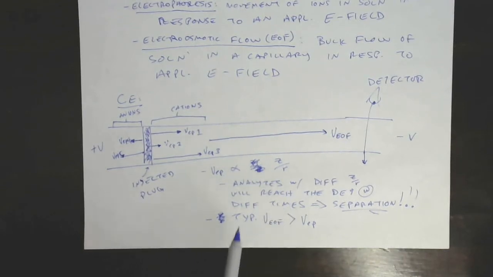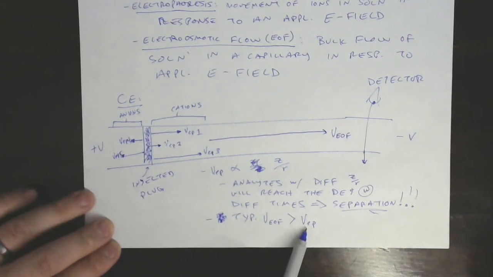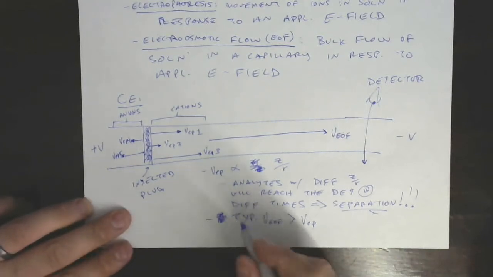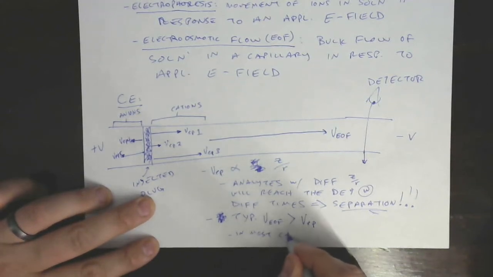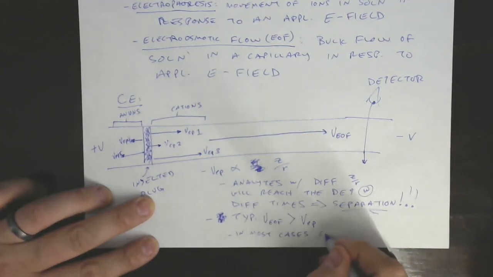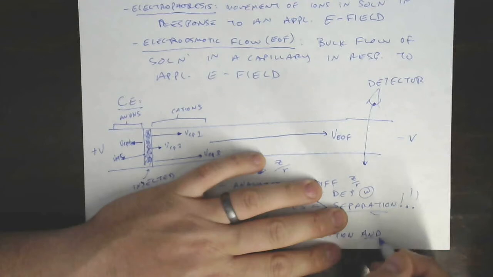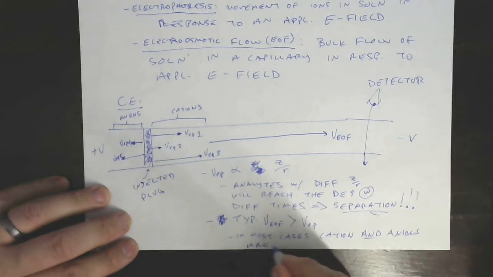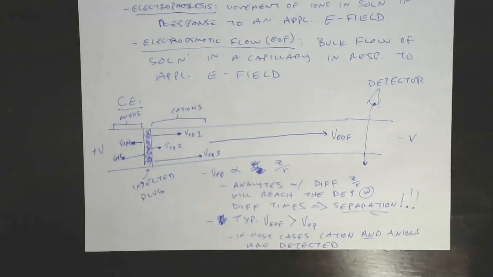The net result here is that in most cases, when your electroosmotic velocity is larger than your VEP, and when you don't have particularly huge negative electrophoretic velocities here, we can say in most cases, cations and anions are detected. Okay, that's the basic fundamental working principle of how capillary electrophoresis produces separation.